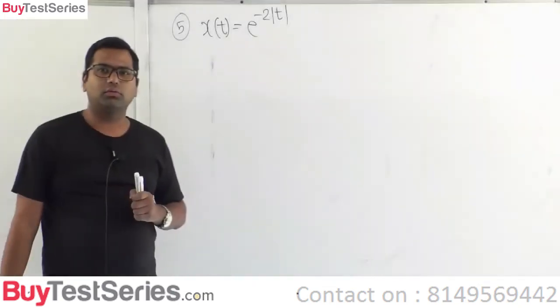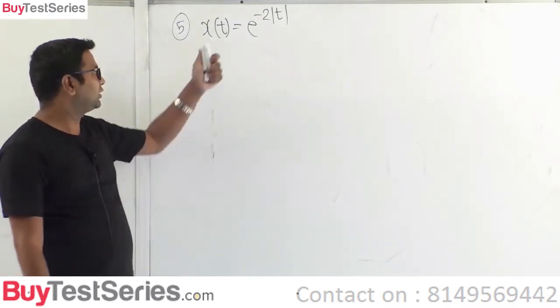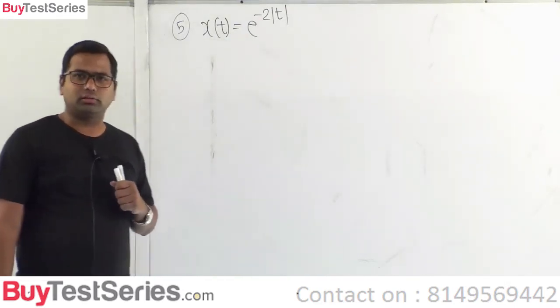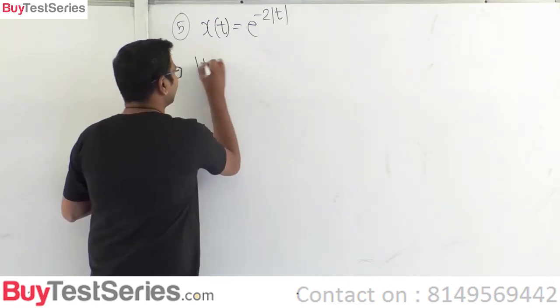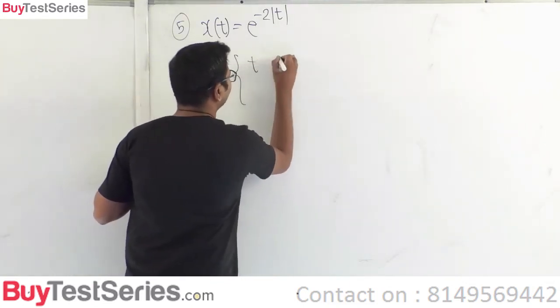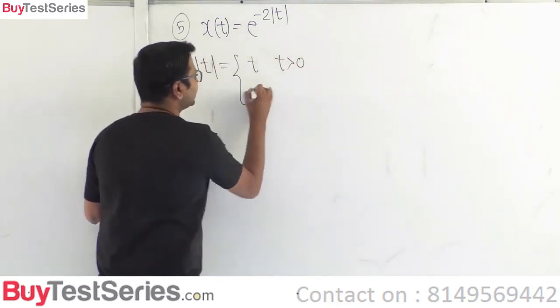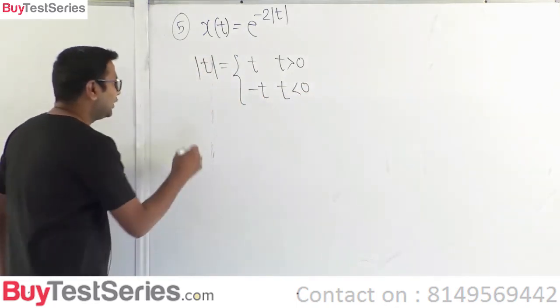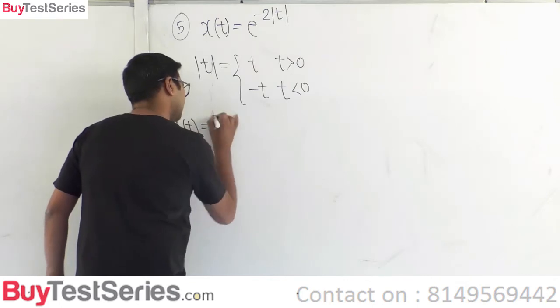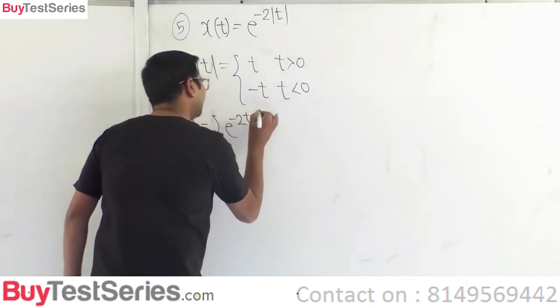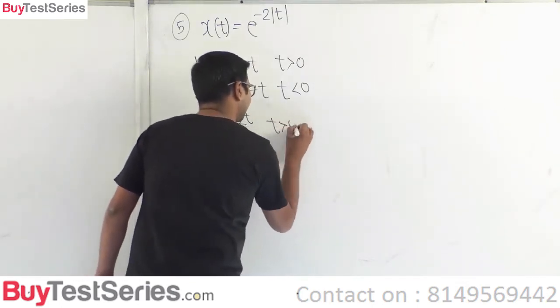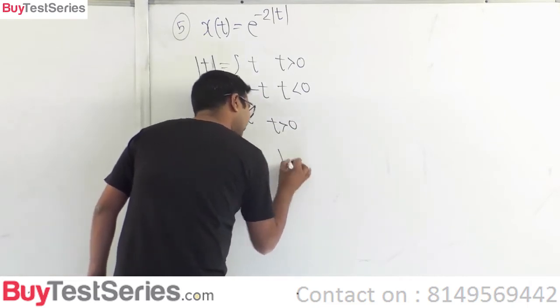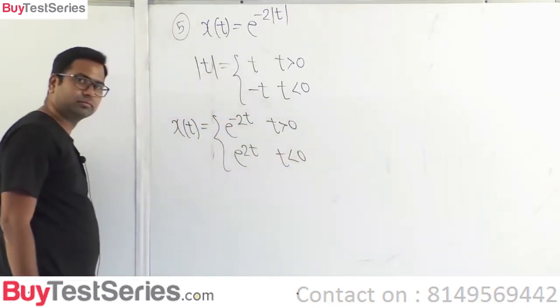The next question for which we want to find the ROC is e raised to minus 2 mod t. So what is mod t? Mod t means it should be replaced by t for t greater than 0, and by minus t for t less than 0. Therefore, I can write x of t as e raised to minus 2t for t greater than 0 and e raised to 2t for t less than 0.